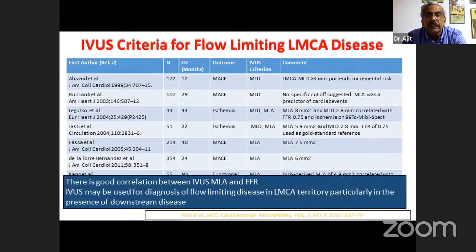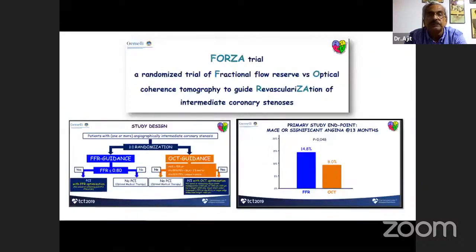So I think in a left main, there is more good correlation. And I can use the mean luminal area to make a decision of whether to fix it or not here. So this is the one study which looked at FFR guidance with FFR of less than 0.8 and an OCT guidance in patients with 75% stenosis.